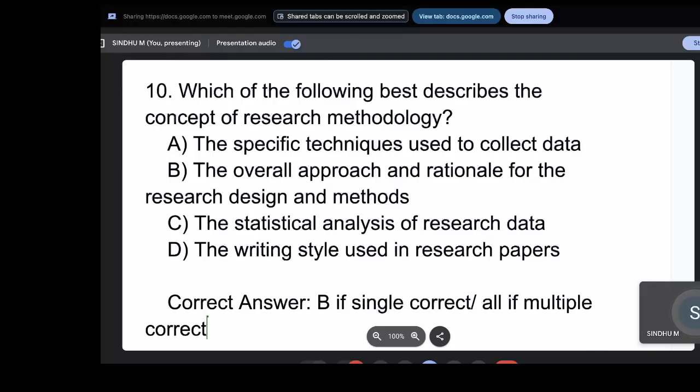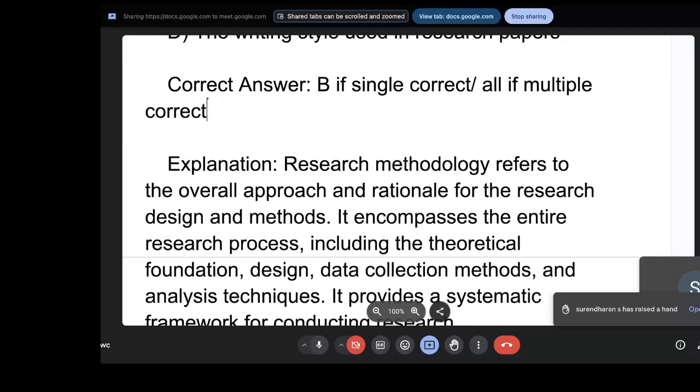So these are the 10 questions for discussion today. Yes, Surendran, you have raised your hand. Madam, could you scroll up, ma'am? The last answer, the detailed answer and solution to the 10th question. Yes, ma'am. Okay.